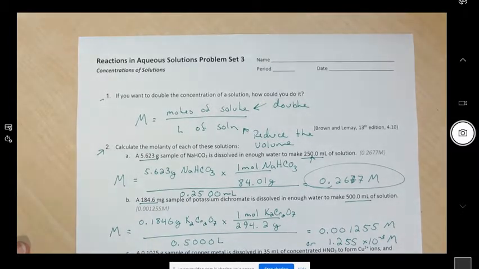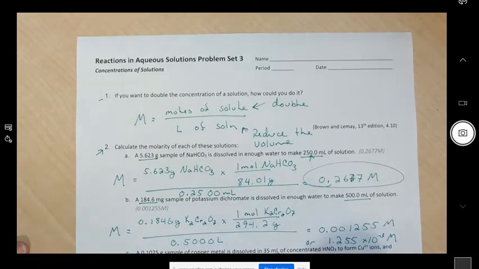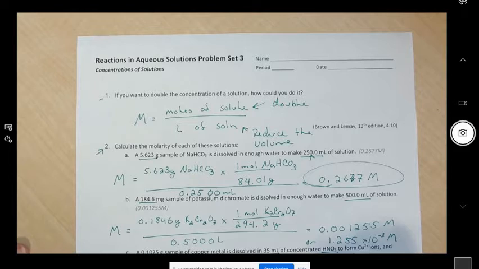Last question for number 2, we've got a 0.1025 gram sample of copper metal. It is dissolved in 35 milliliters of nitric acid. And then what they're doing is they're adding water to get a total volume of 200 milliliters. So watch this question, because the actual volume we're working with is our final volume of solution, which is 200 milliliters. We want to calculate the molarity of copper 2 plus ions in that final solution, not in the 35 milliliters.